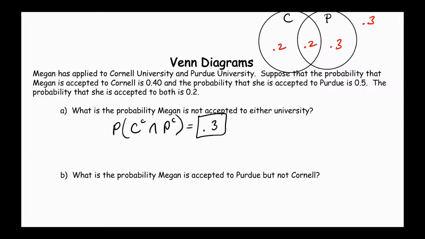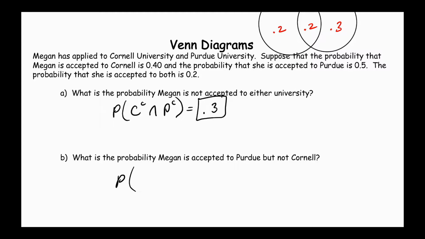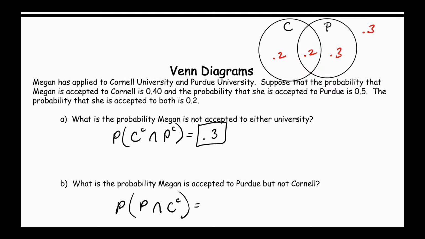Okay, so B, what is the probability Megan is accepted to Purdue, but not Cornell? So what is the probability she gets accepted to Purdue and not Cornell? Can we just look at the diagram and figure that out? Yeah, we could. Purdue, so let me color code this. So yellow is Cornell.